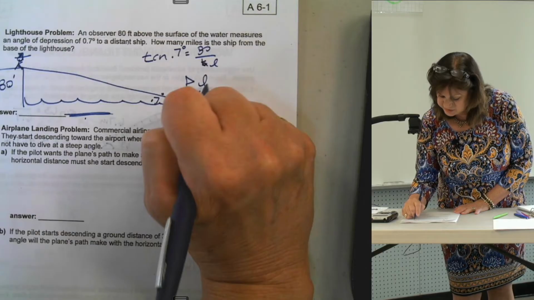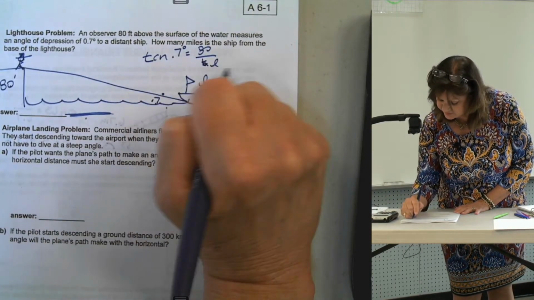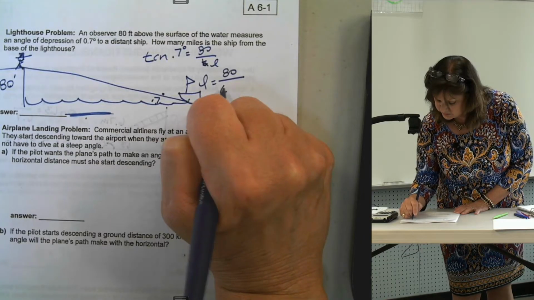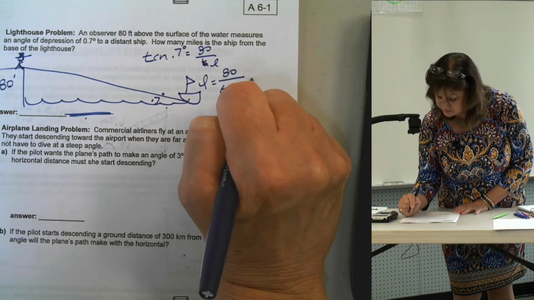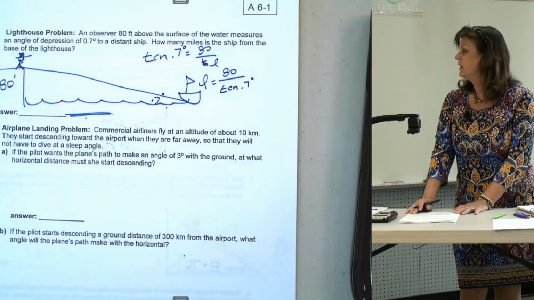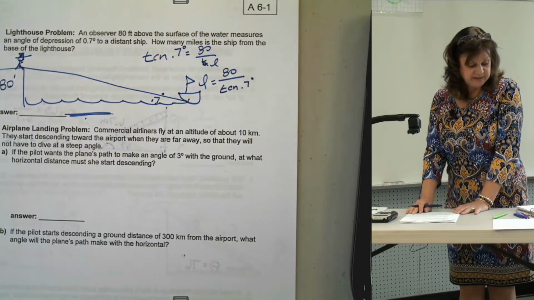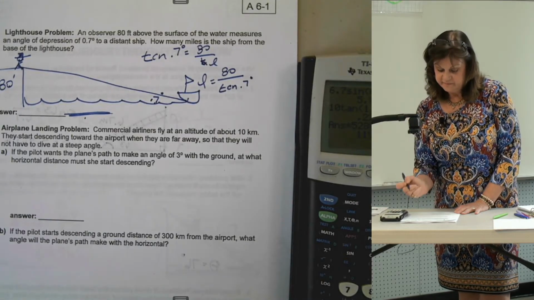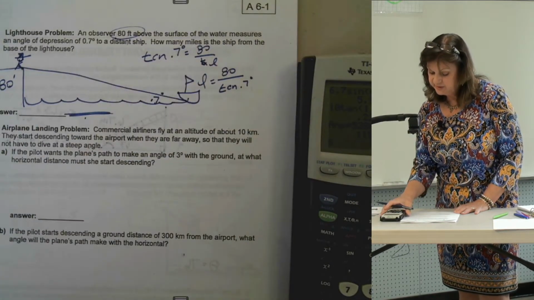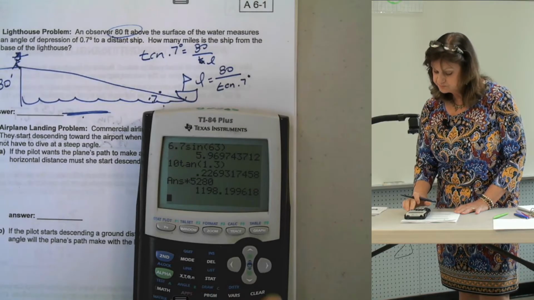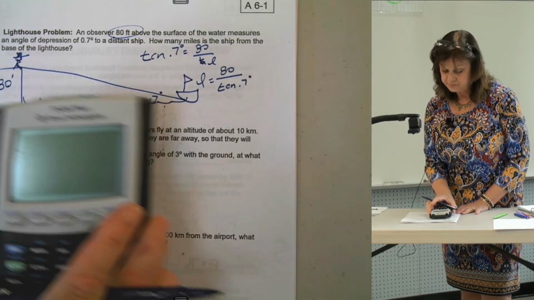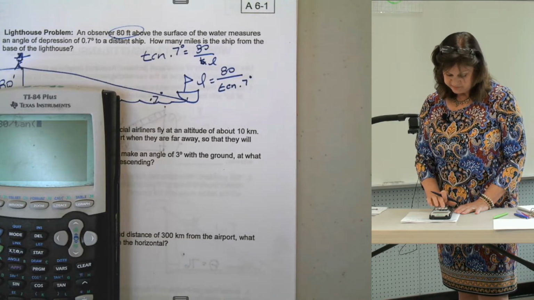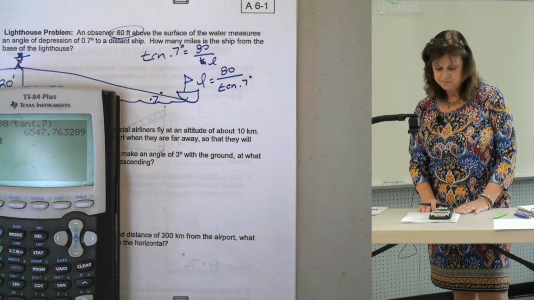So the distance of the ship from the lighthouse at 80 feet is going to be 80 over 10, 70. 80 feet is what we're dealing in. So I've got 80 divided by the tangent of 0.7 degrees.